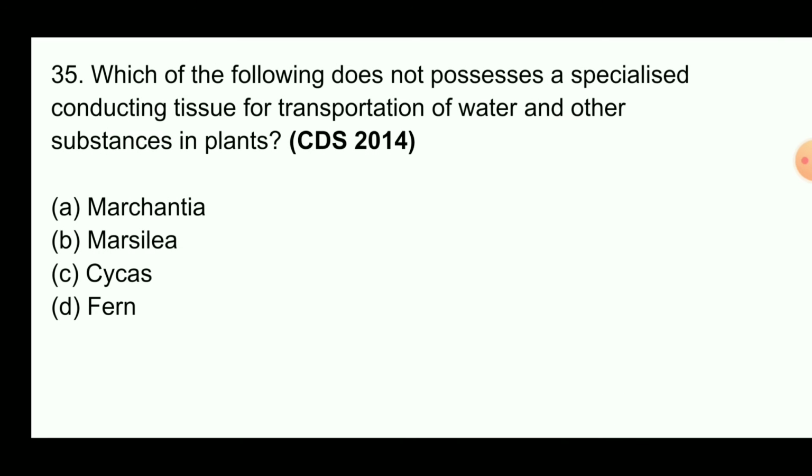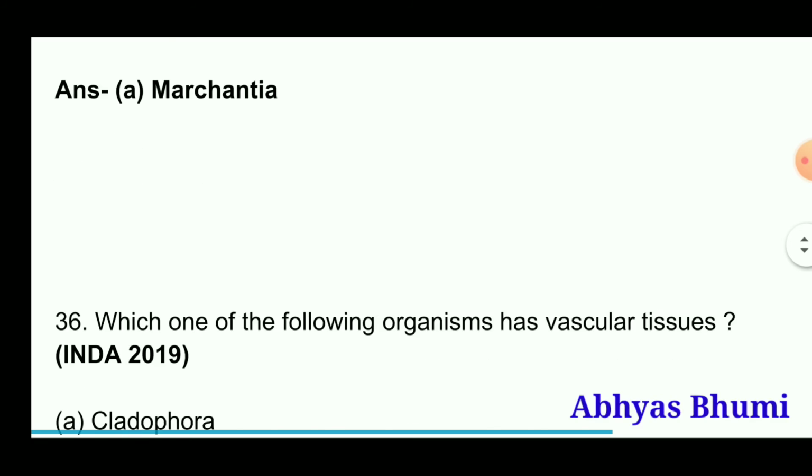Which of the following does not possess a specialized conducting tissue for transportation of water and other substances in plant? Yes guys, option A is Marchantia. Option B, Marsilea. Option C, Cycas. Option D, Fern. According to you, which one option is right guys? Yes, if you are going with option A, Marchantia, you are absolutely right guys. Okay, turn for the next question.